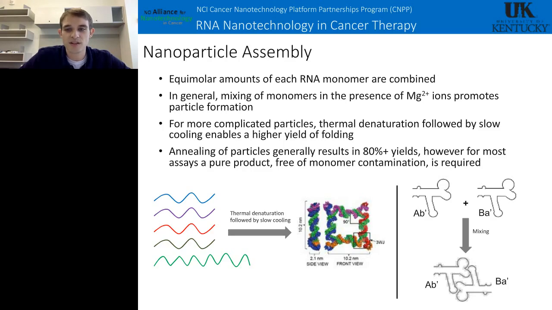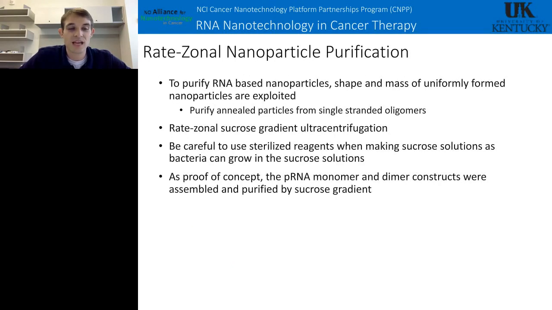After the annealing process is when we actually move to the purification of the particles. As I mentioned earlier, a very good method for us to use for this is rate-zonal purification, based on the uniformity of size and shape of our particles. We're basically trying to purify our assembled nanoparticles from our non-annealed single-strand oligomers.